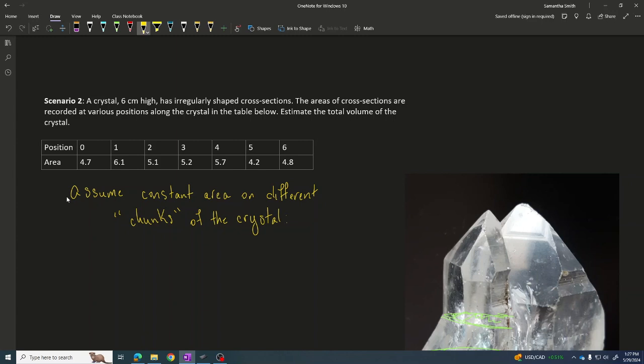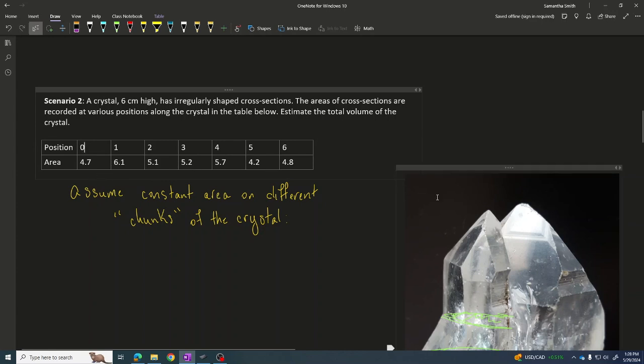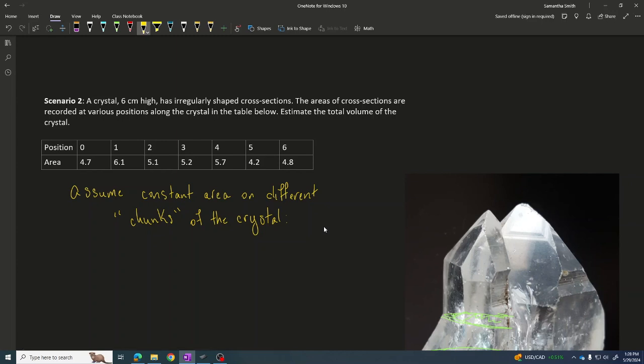And as we saw yesterday, there are lots of different assumptions that can be made. One student may decide that they're going to treat the crystal as if it had a constant area of 4.7 between position 0, the base of the crystal, and 1 centimeter up. Another student may decide that they're going to treat the crystal as if it had a constant area of 6.1 between those two positions. Another student may decide to pretend that the crystal has a constant area somewhere between these two values, maybe the average of these two values. Any one of those is a valid approach. Once again, I'll give you simply one possible approach.